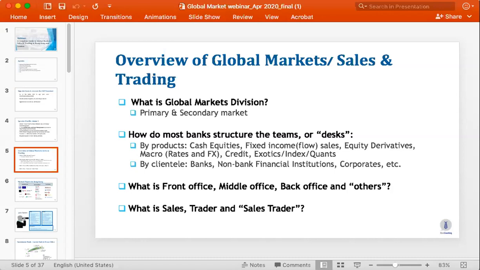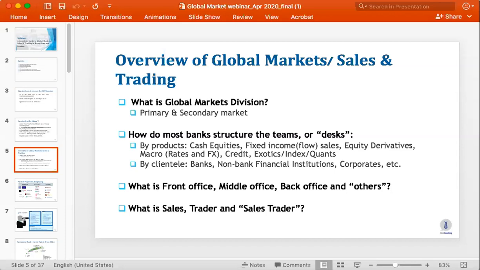On the other hand, there is another side of the banks, like commercial banks, HSBC or Standard Chartered. They are by clientele. For example, they have some sales just servicing corporate clients, some servicing banks, and a very interesting name is called non-bank FI, which is the insurance companies, asset managers, and stuff like that.